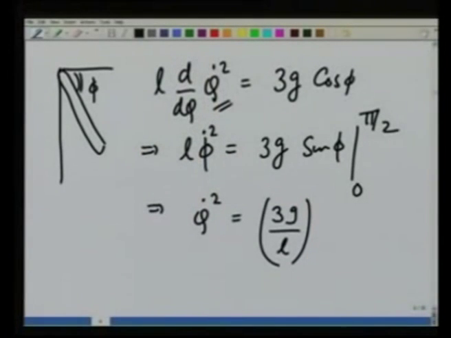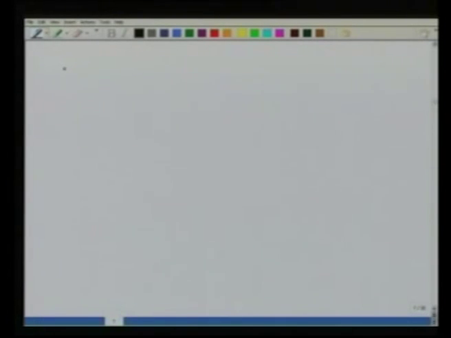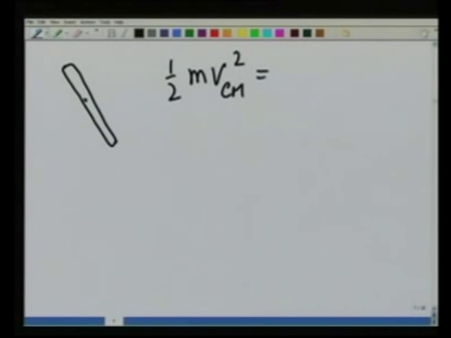So, I have used energy conservation directly, and I have also integrated the equation of motion, which essentially by this transformation comes to energy conservation by itself. Now, you may ask at this point, why did not I do one more thing? Why could not I do that 1/2 m v center of mass square is equal to m g L by 2 when the rod came from here to here?